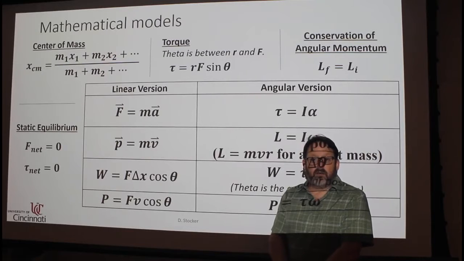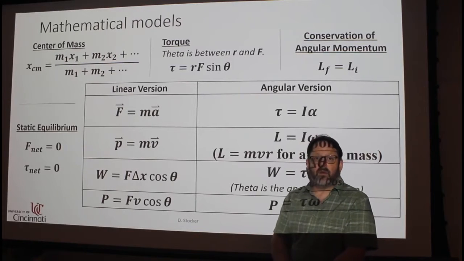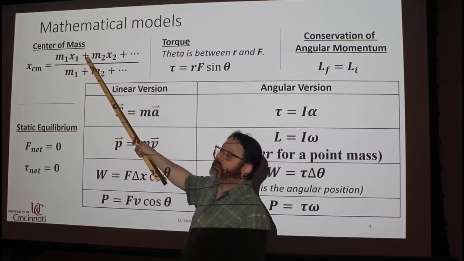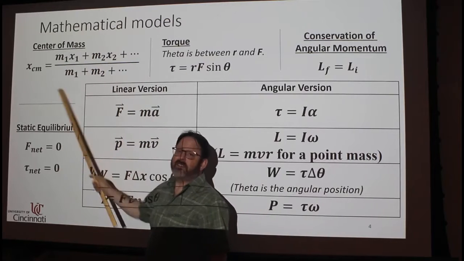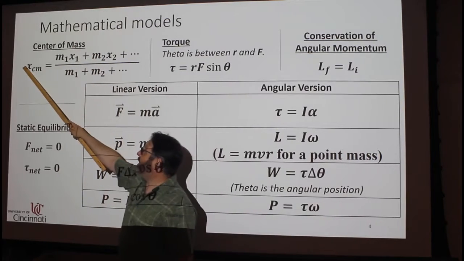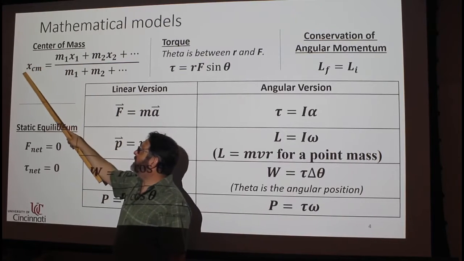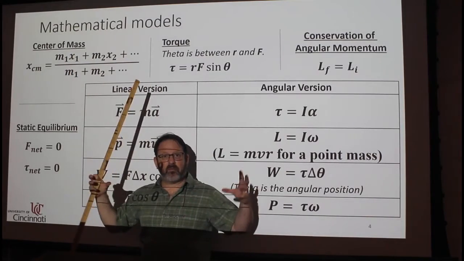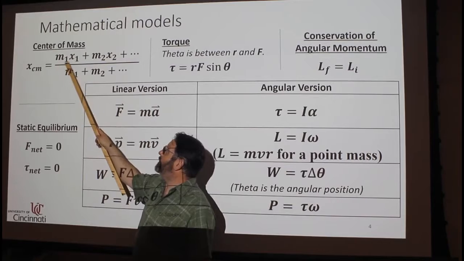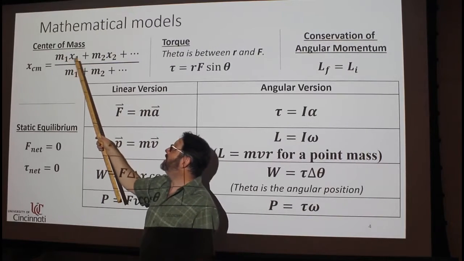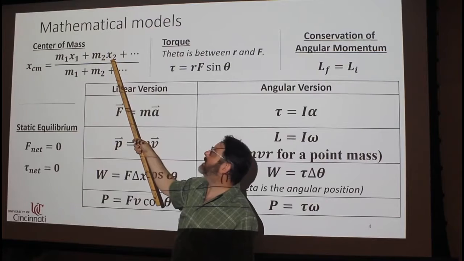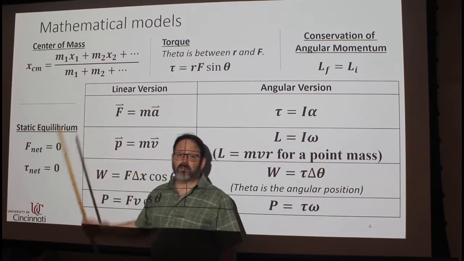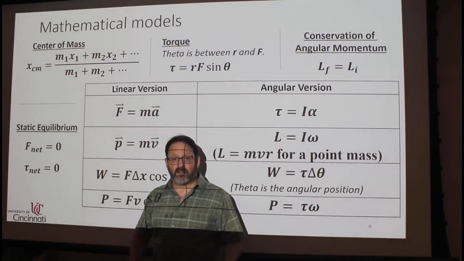In this video, I will present the mathematical models that go with rotational dynamics and static equilibrium. So first we have the center of mass. This looks like a nasty equation. It's not that bad. So x for center of mass, this is the x position of the center of mass. If something is made up of a bunch of different pieces of mass, it's the mass of the first piece times the position of the first piece plus the mass of the second piece times the position of the second piece plus add however many pieces you've got, divide by the total mass of everything. That will tell you the center of mass position.